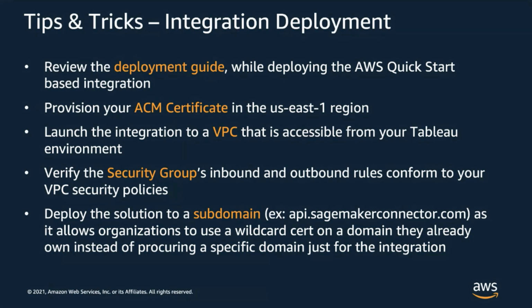Verify that the security group created in the quick start conforms to your VPC security policies. And a tip that I like to call out for customers is to deploy the solution to a subdomain, as it will allow you to use a wildcard cert on a domain that your organization already owns instead of procuring a specific domain just for the integration. Now I'll pass on to Kosti to talk us through how you can create an ML model using the AutoML capabilities of SageMaker Autopilot.